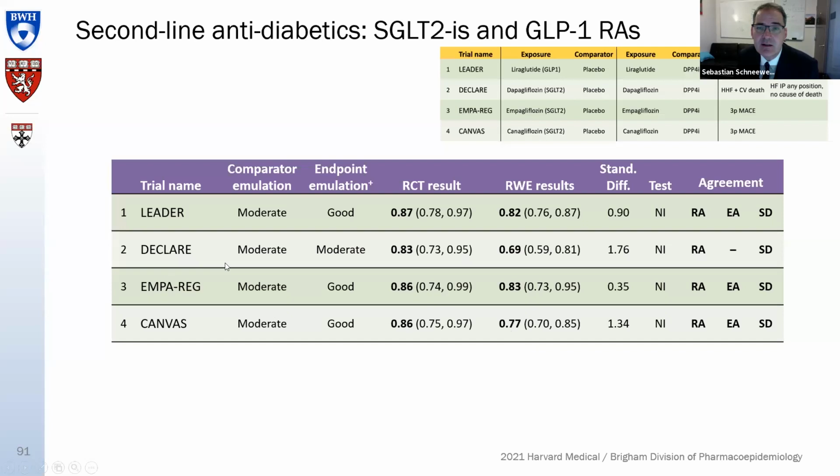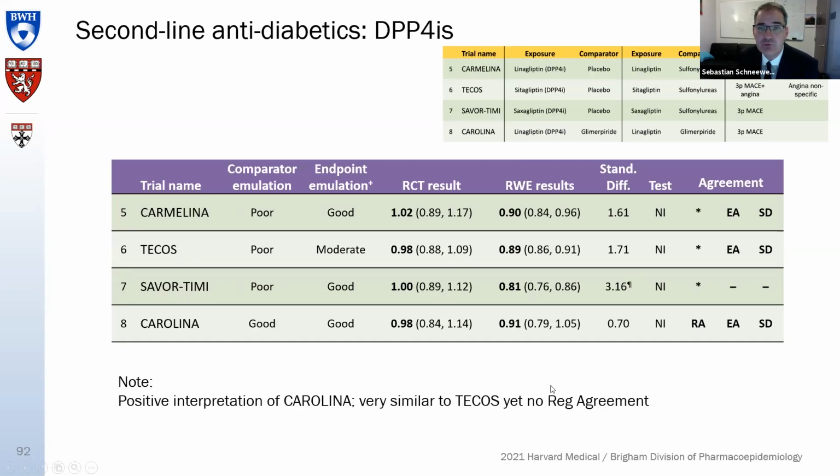What you see in the next one is that the trial showed 0.83, while the real world evidence emulation showed a stronger effect size, right? To the extent that even the 0.69 was not in the 95% confidence interval of the randomized trial, right? But from a regulatory perspective, that would still be coming to the same conclusion. But clearly, from a scientific perspective, that is interesting to observe and maybe dive deeper.